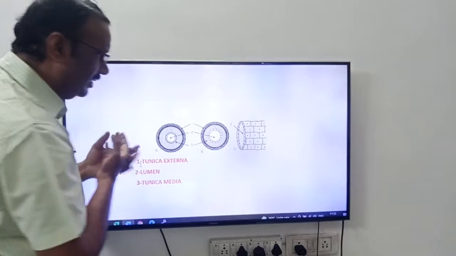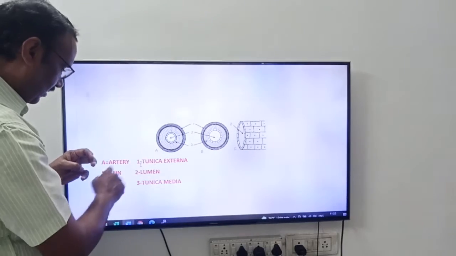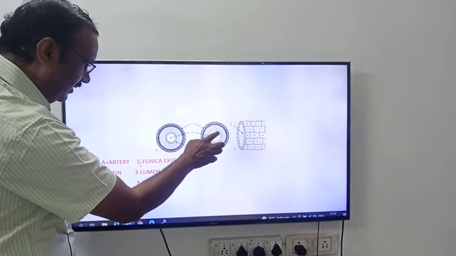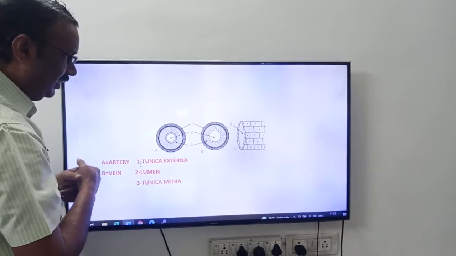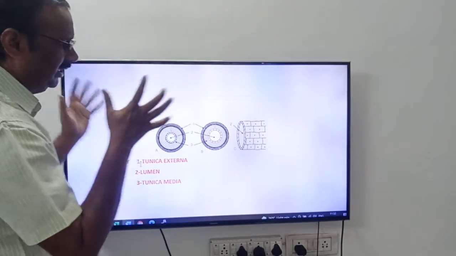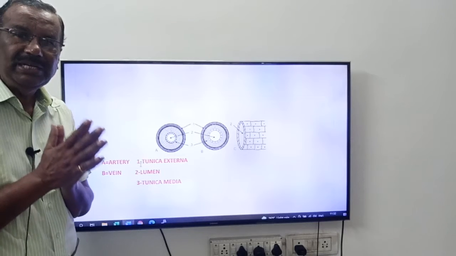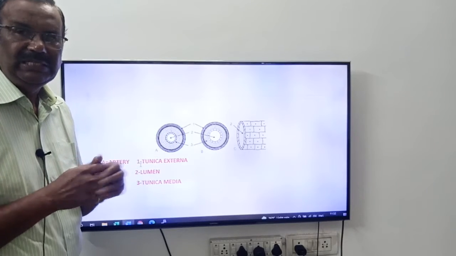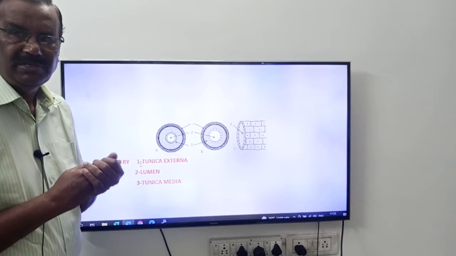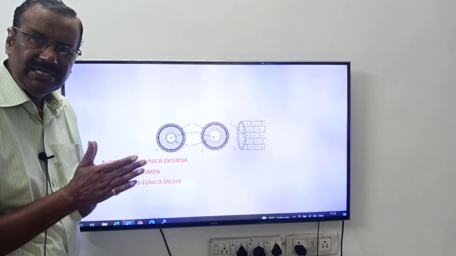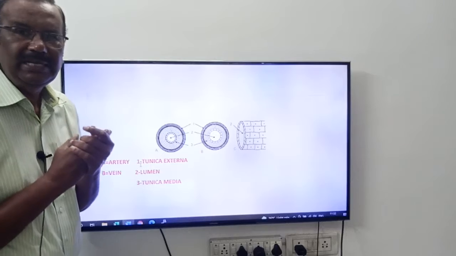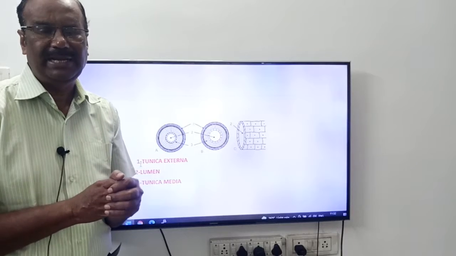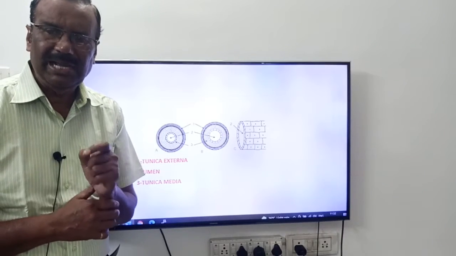This is the internal structure of the artery and vein. See, A is the artery, B is the vein. Number 1, tunica externa. Number 2, this is the lumen, that is the cavity. And number 3, tunica media. Tunica media is thicker in arteries than veins. You have to remember. Tunica media is a muscular layer. It is made up of non-striated or visceral muscles. So it is thick in arteries and thin in veins. Tunica media, on either side, has two elastic laminae in arteries, and only one elastic lamina in veins.